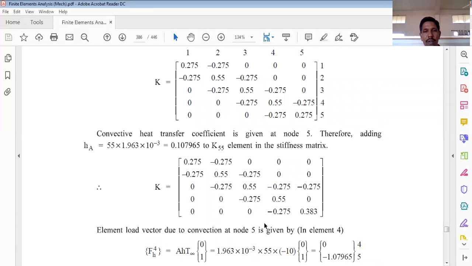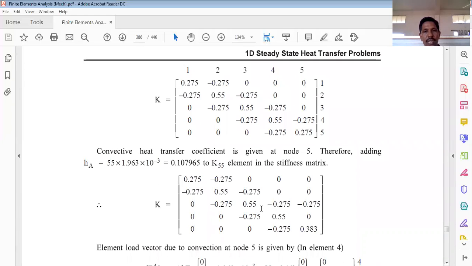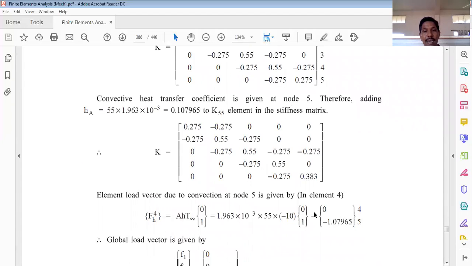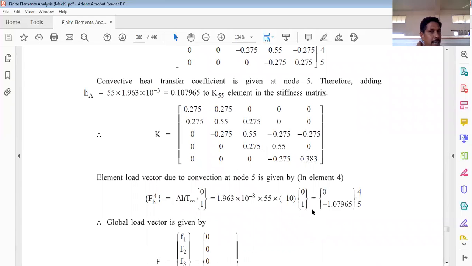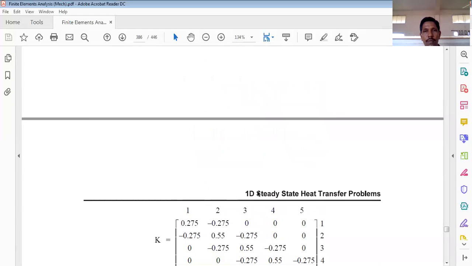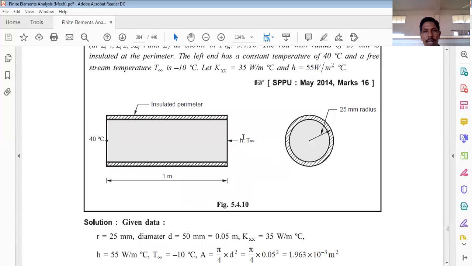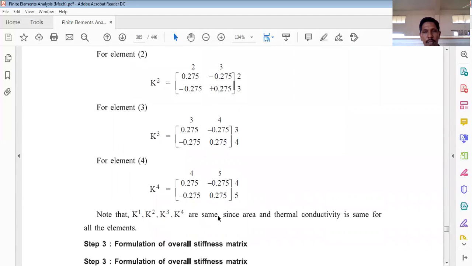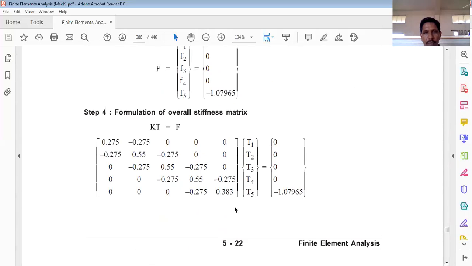The value of the convective heat transfer coefficient is specified at node number 5, so it needs to be added at the 5 cross 5 entity. The forcing vector is given at node number 5 because of convective heat loss at node number 5. Its magnitude is minus 1.07965, which is h into A into T infinity.